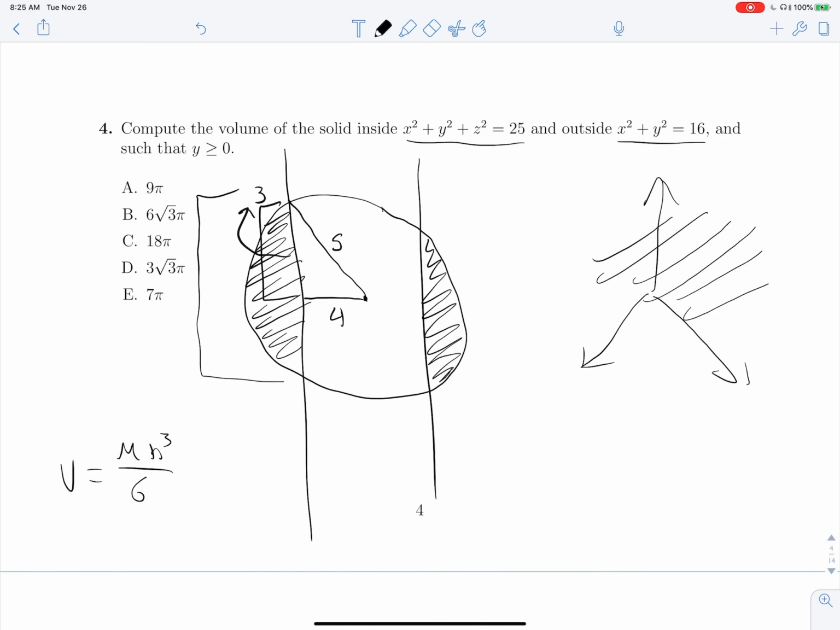So we see that we have 2 sets of this construction per height of our napkin ring, and so we can set up our volume as pi 6 cubed over 6, or just pi times 36. But, oh no, that's not one of our answer choices. Well, that's because they want this such that y is greater than or equal to 0. So all that's going to do is cut our sphere and our napkin ring in half.